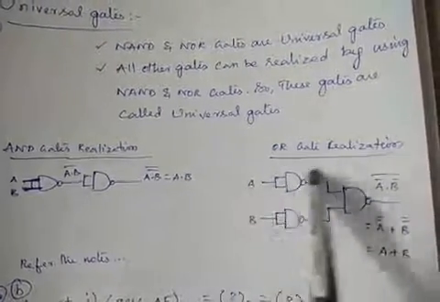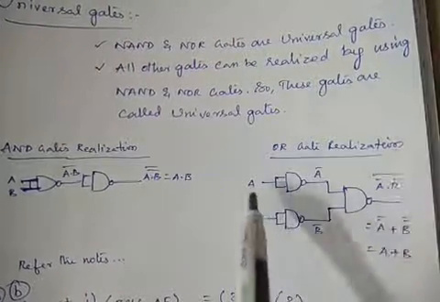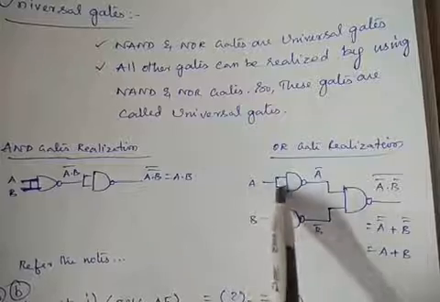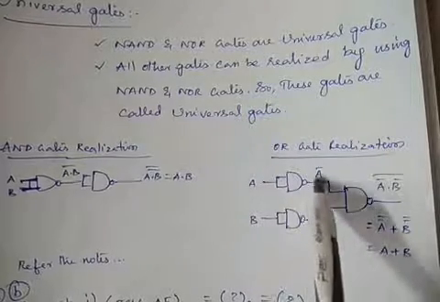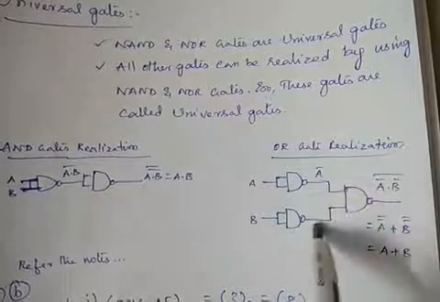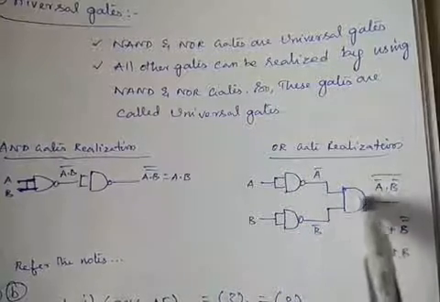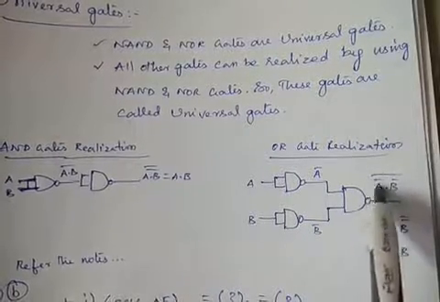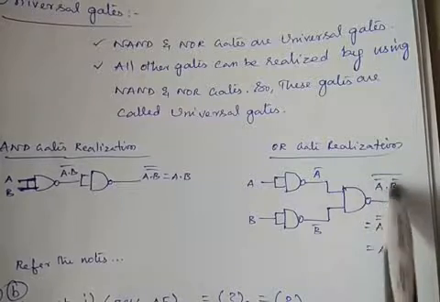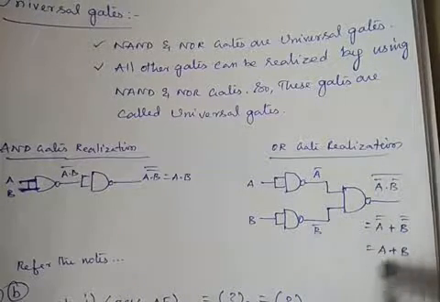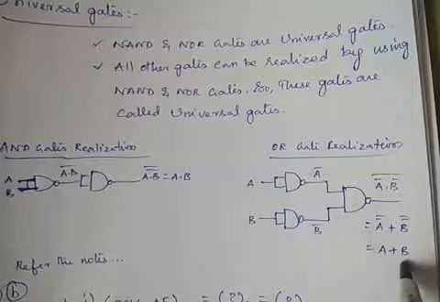Next one, OR gate realization. A, B, and here I am using two NAND gates to get A bar, B bar. Then after that we use one more NAND gate. Finally I got A bar dot B bar whole bar. So by using De Morgan's, finally I got A plus B.